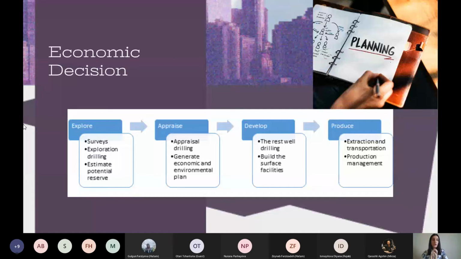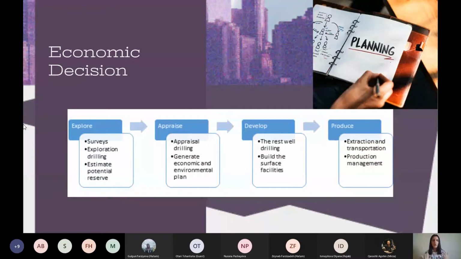You have to drill the rest of your well, and you have to build surface facilities. It could be petroleum sites. It could be petroleum transportation, like pipeline tracking. You build, you develop your resources. Then you're ready to produce because you explored, you appraised and developed. Now you're ready to produce petroleum.